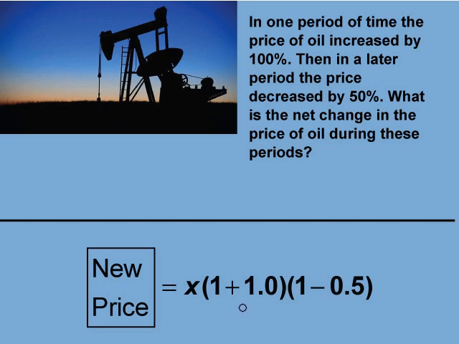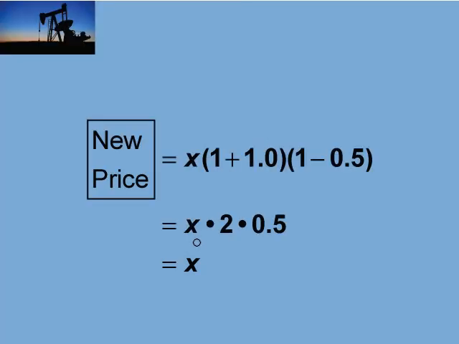Simplify the terms in parentheses to get 2 and 0.5. These two terms, when multiplied, become 1, and we're left with the original price of x. This means that there was no price change after the two percentages are applied.